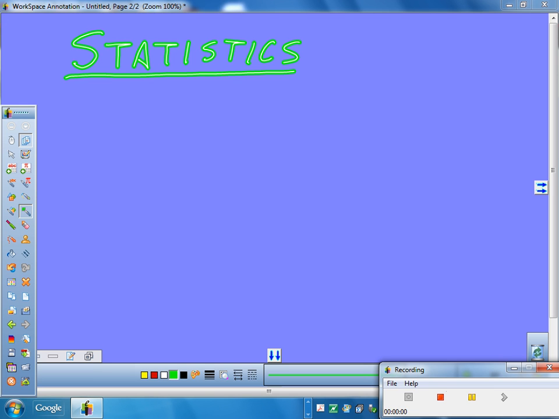Tells you we're going to do statistics, what do you all think of? Numbers, percentages. What else? Groups of data. Groups of data, okay. Ratios.